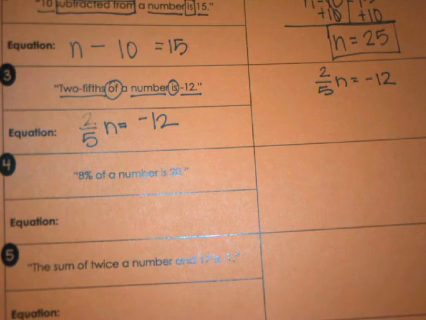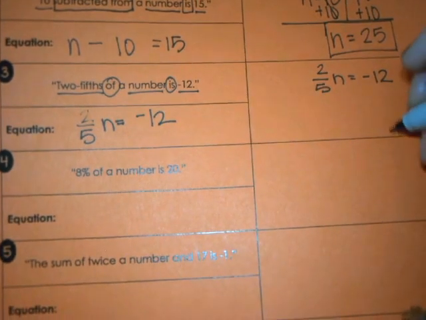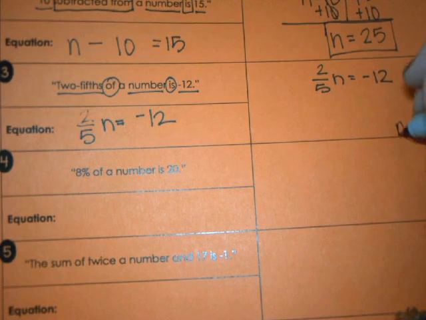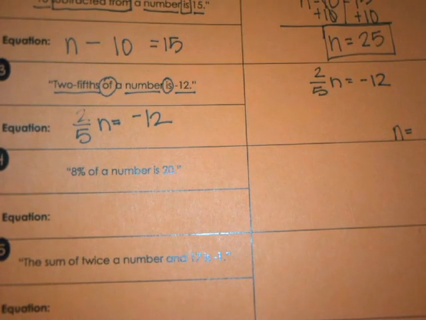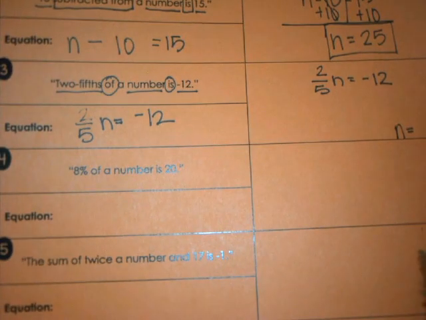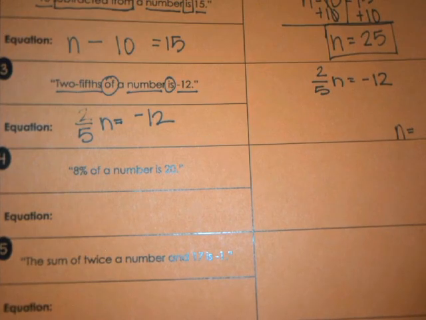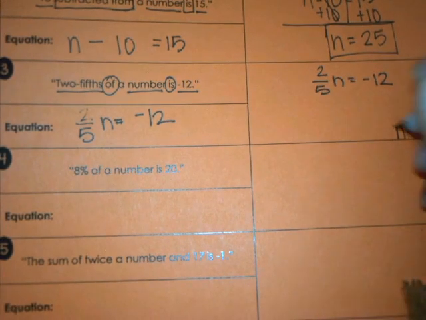All right. Number 2. What do you think my answer is? Close. Not 35, but you are close. 11? It is 30. Is it a positive 30 or a negative 30? It is a negative 30.